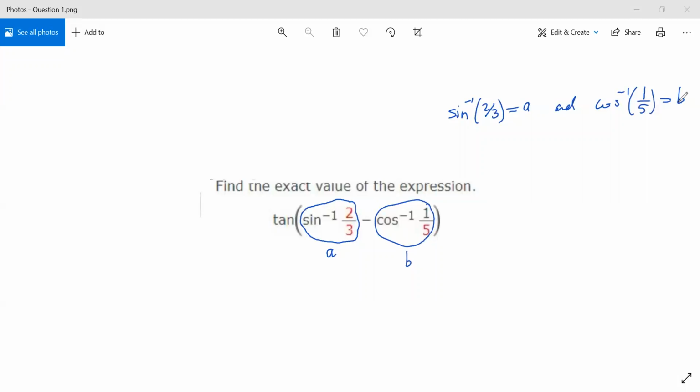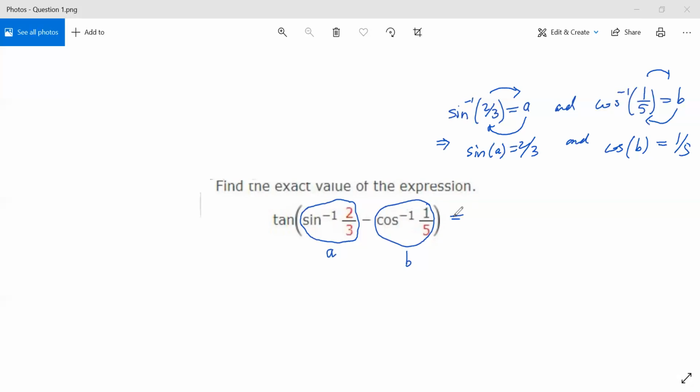So A and B are just some angle corresponding to 2/3. So I can just write it like this. I can say that because these are inverse functions. So when you switch these two values, you go back to the original one. So sine of A equals 2/3, and do the same thing over here. Just switch these two. You go back to cosine. So cosine of angle B equals 1/5. Sine of angle A equals 2/3.